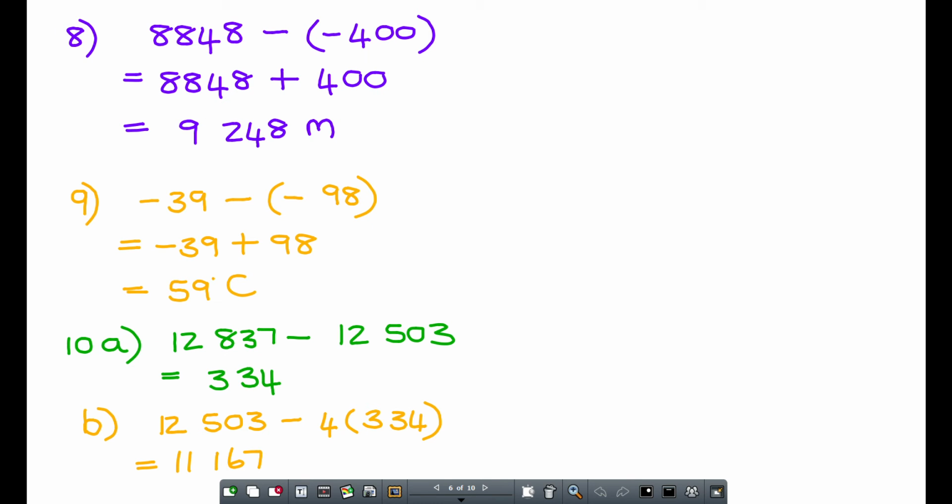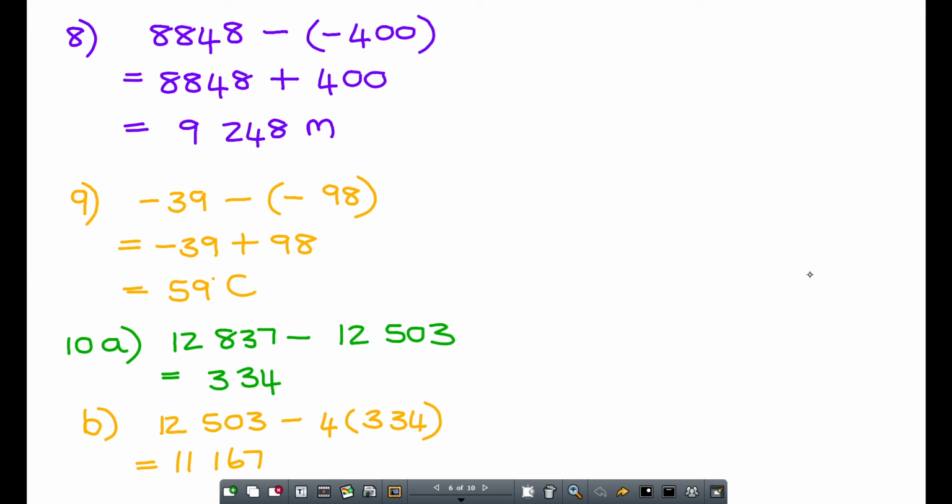Number 8. Mount Everest is 8,848 meters above sea level, and the Dead Sea is 400 meters below sea level. What is the difference? What does difference mean again? Minus. Difference between the two elevations. Okay, so we start with the 8,848, and because it's difference, we're going to subtract. And the other one was 400 meters below sea level, so that's why I have the minus 400.